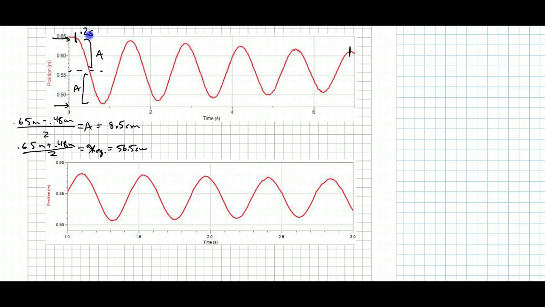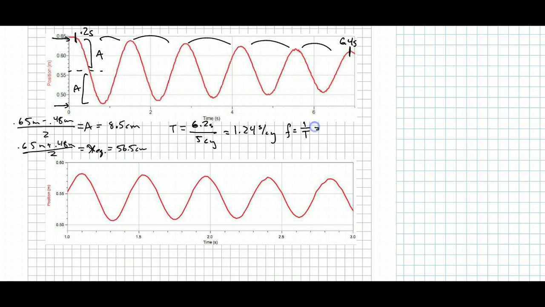So I'm going from 0.2 seconds there to about 6.4 seconds there, and that is 1, 2, 3, 4, 5 cycles. So the period is that difference in time, 6.2 seconds it took to get from 0.2 to 6.4, divided by 5 cycles, which is 1.24 seconds per cycle. The frequency is just 1 over the period. So we take the reciprocal of that and we get 0.81 cycles per second, 0.81 hertz.